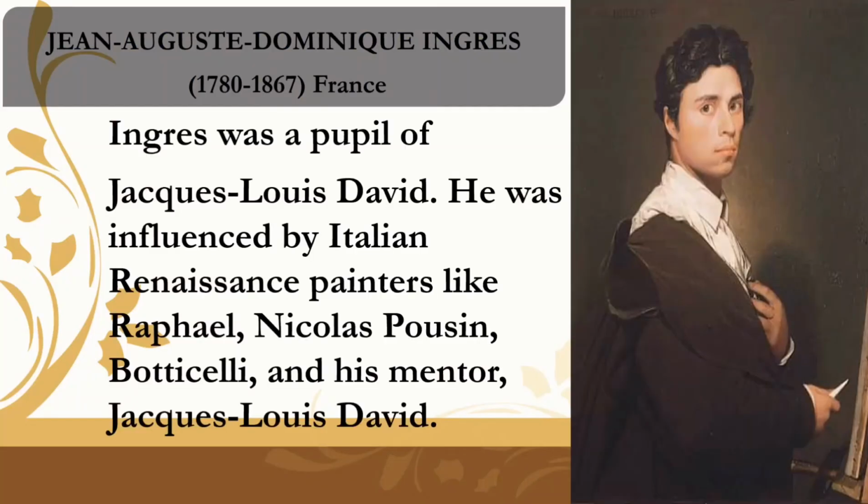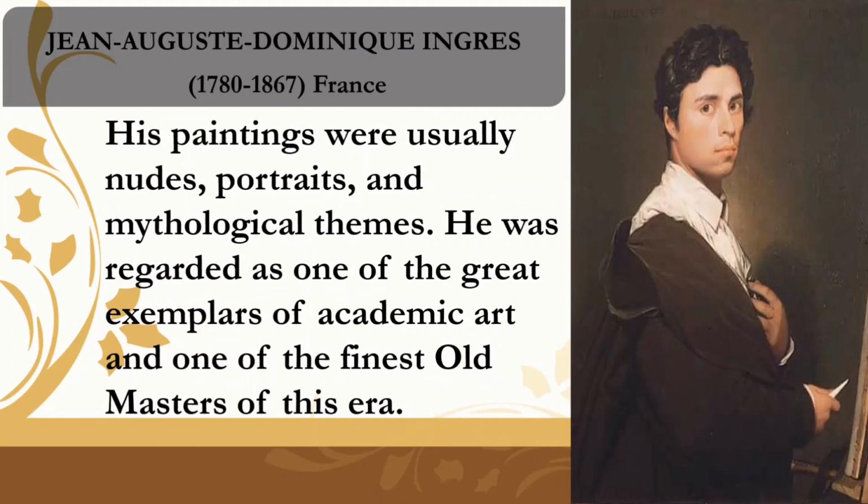Now, let's go over to Jean-Auguste Dominique Ingres' works. Ingres was a pupil of Jacques-Louis David. He was influenced by Italian Renaissance painters like Raphael, Nicolas Poussin, Botticelli, and his mentor Jacques-Louis David. His paintings were usually nudes, portraits, and mythological themes. He was regarded as one of the great exemplars of academic art and one of the finest old masters of this era.